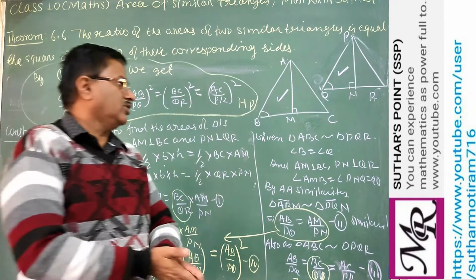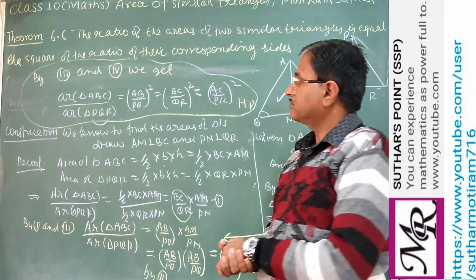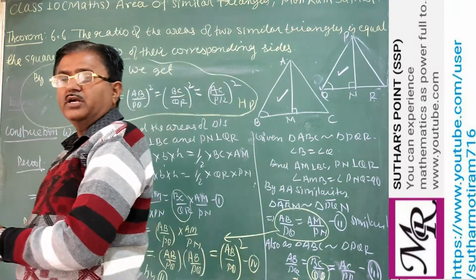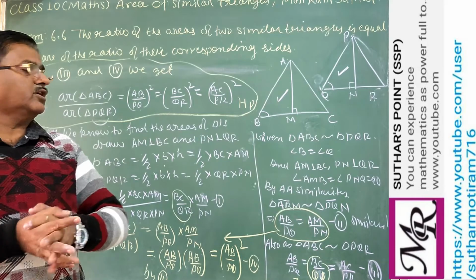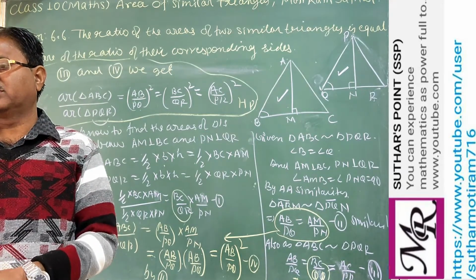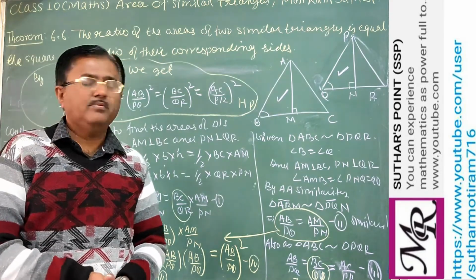So I am using the theorem. The theorem says that the ratio of areas of two similar triangles is always equal to the ratio of the squares of their corresponding sides. So we are given triangle ABC and triangle PQR.